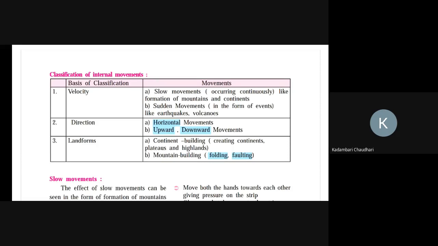See here, the other type is sudden movement. If the movement is sudden or fast, then what happens? Earthquakes and volcanoes can occur. They can erupt. See, if it is continuously very slow, that's why the instability is not very high inside the earth.